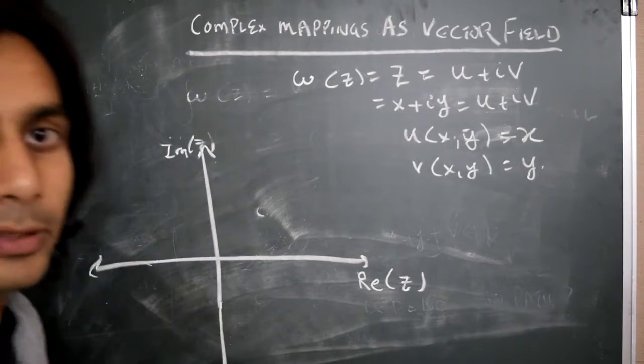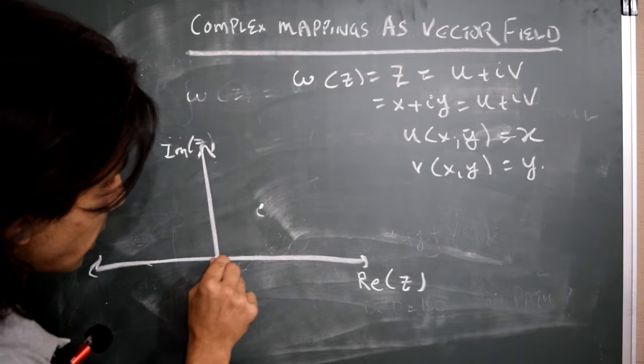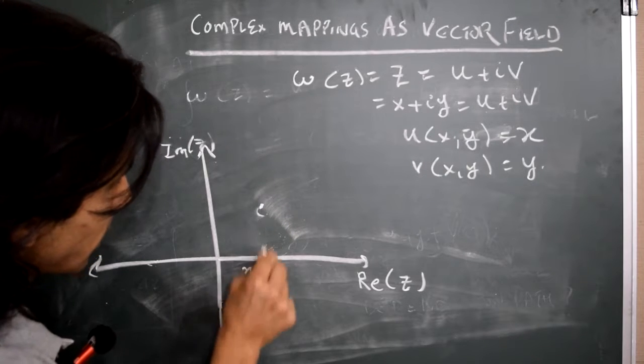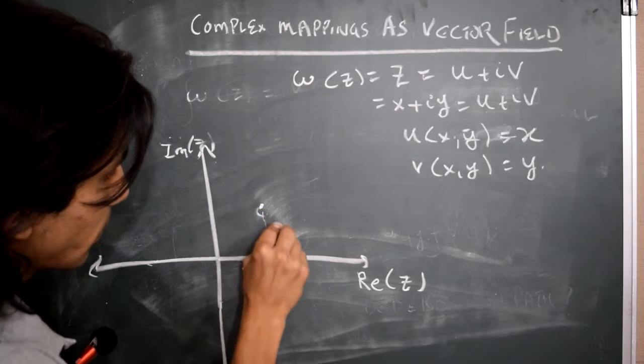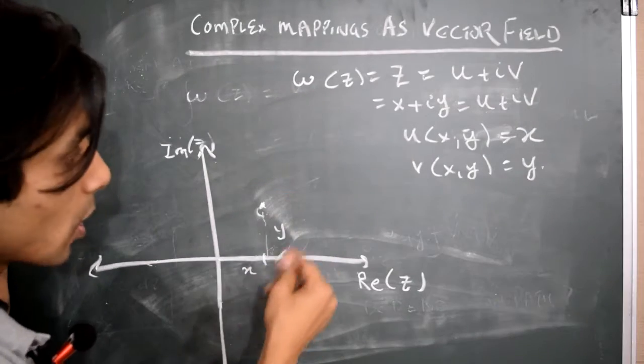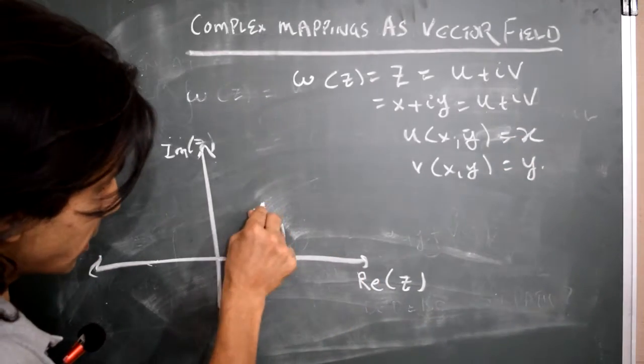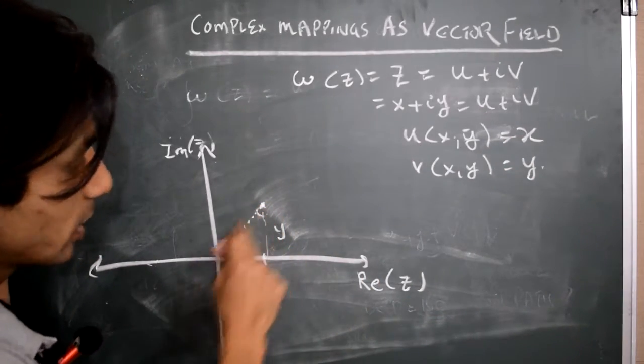So how do we draw the vector field associated with this function? Well, we go to the point (x, y). Let's say this is x, and then this height is y. So we reach this point, and at this point we draw a vector which has magnitude, again, the square root of x squared plus y squared, which will be the same magnitude as the length of this vector.